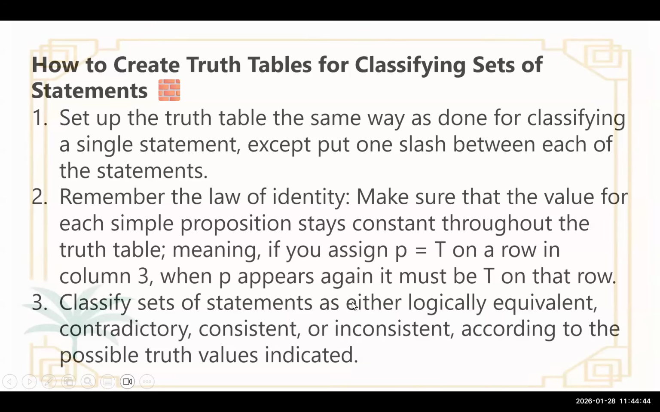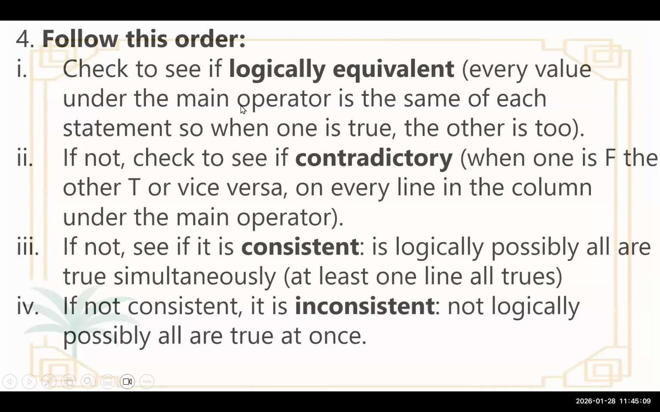You're going to classify sets of statements as either logically equivalent, contradictory, consistent, or inconsistent, according to the possible truth values indicated. I want you to do it in this order: test first to see if it's logically equivalent, then contradictory, then consistent. If it's not any of those, it will be inconsistent. This gives us our most precise answer. So check first to see if it's logically equivalent. Is every value under the main operator the same for each statement? So when one is true, the other is true, and vice versa.